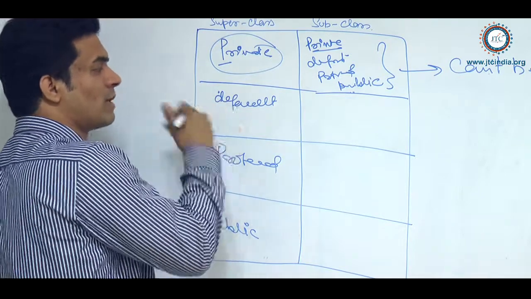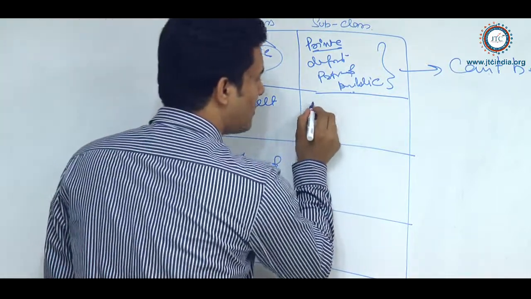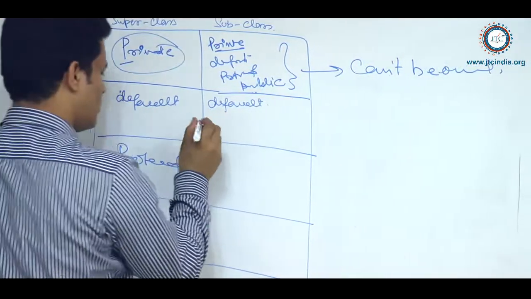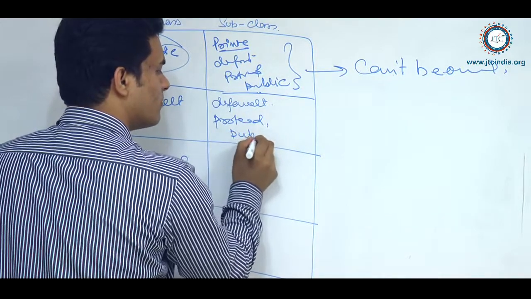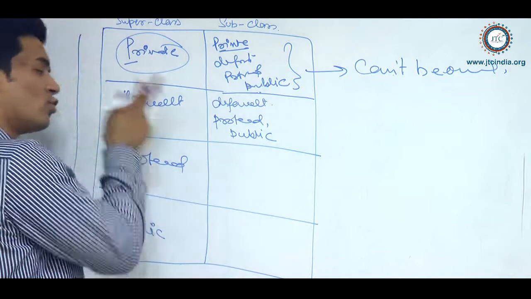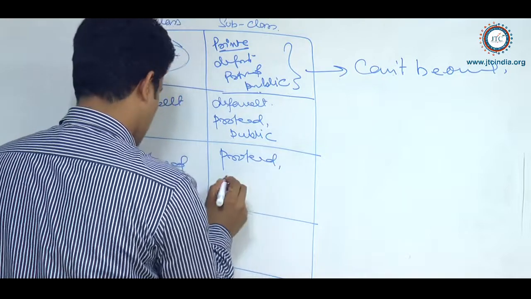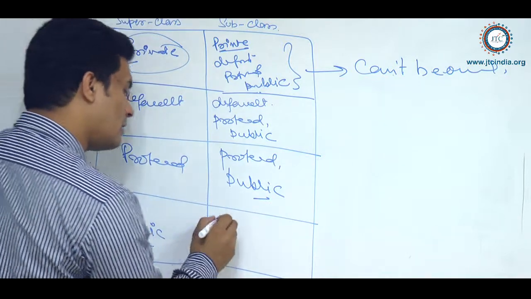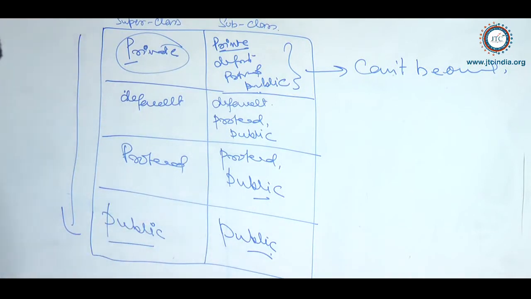In the same way, when your superclass method is default, then the subclass method could be default, which means if you don't write anything, it will be default. It could be protected, or it could be public, anything. If the superclass method is protected, then it could be protected or public. And if the superclass method is public, then it has to be public itself. Means the subclass method which you are overriding is public itself, right?